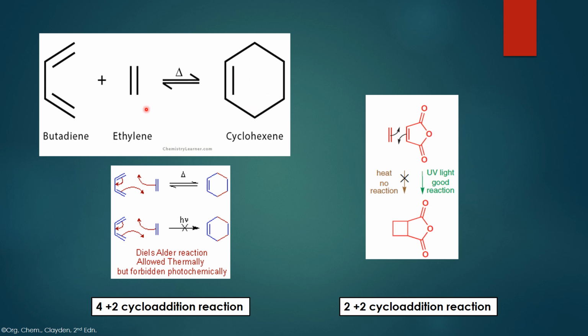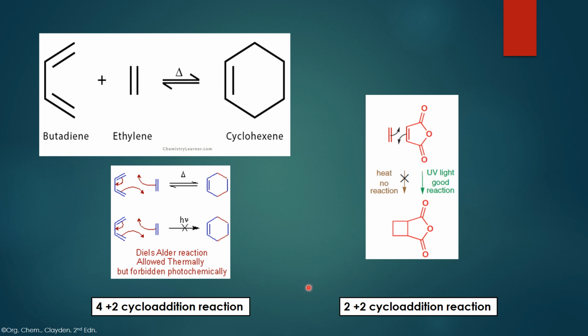So here this is thermally catalyzed, but what happens when it is photochemically catalyzed? When this reaction happens in a photochemical condition, the reaction won't take place. That means the Diels Alder reaction is thermally allowed, but it is photochemically forbidden. In this video, we are discussing why it is only thermally allowed and what happens under photochemical conditions. So in general, we can say the 4+2 cycloaddition reaction is thermally allowed, but it is photochemically forbidden.